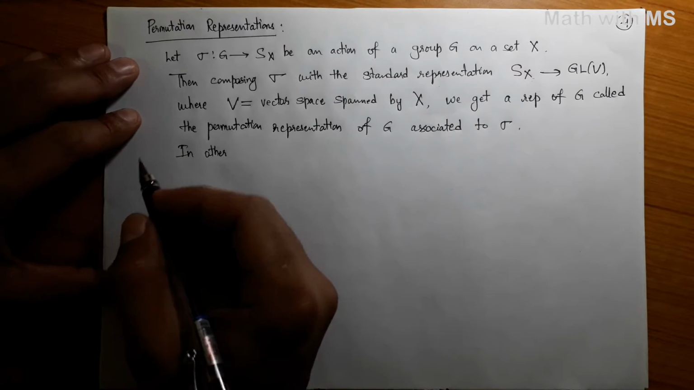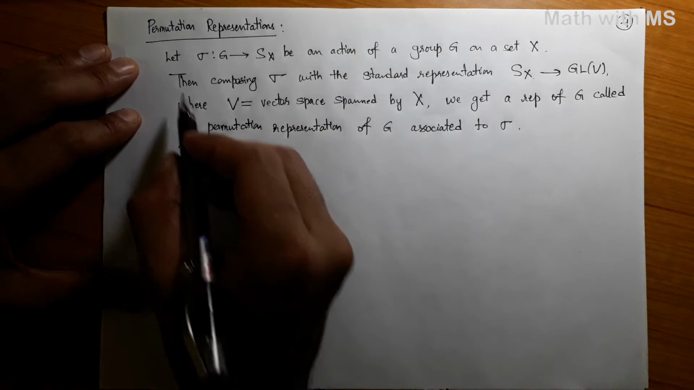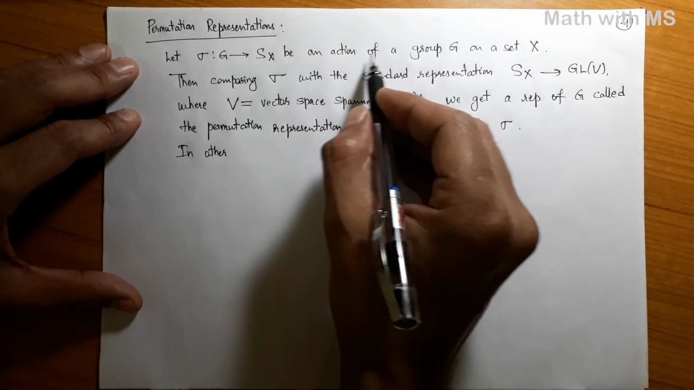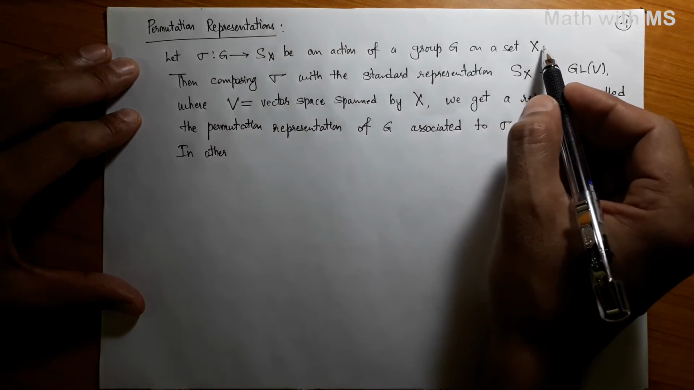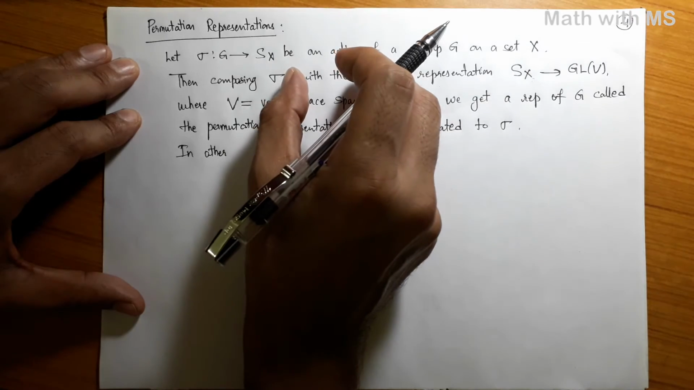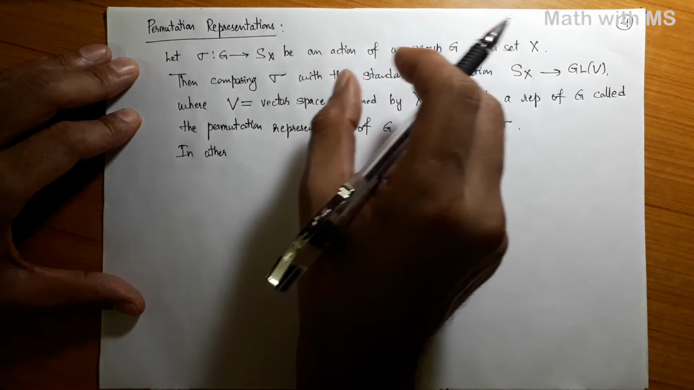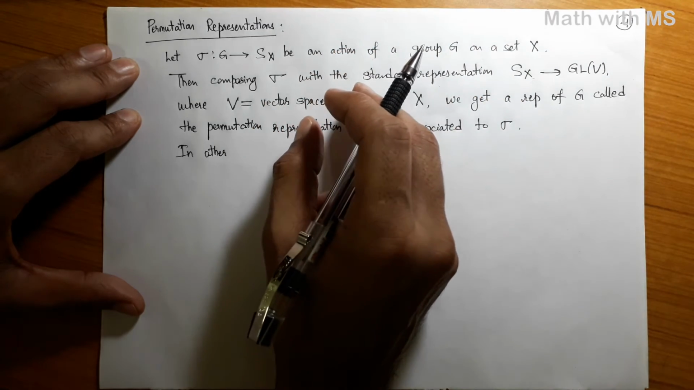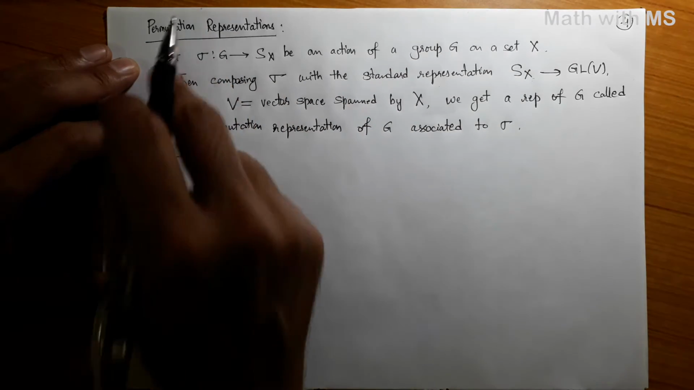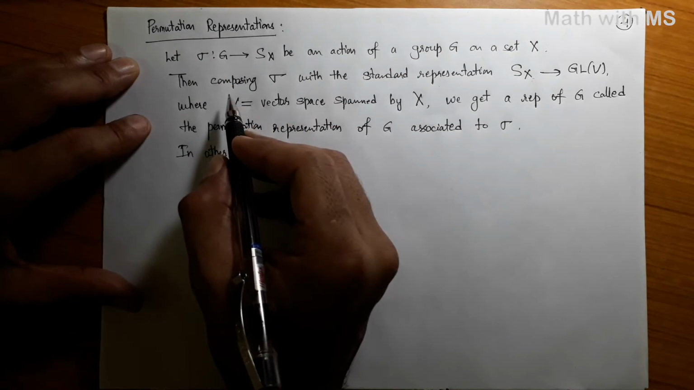We can now define what are called permutation representations. Let sigma from G to Sx be an action of a group G on a set X. Then using this action, we are going to construct a representation of G. That will be the permutation representation associated to sigma. So what we do is the following.